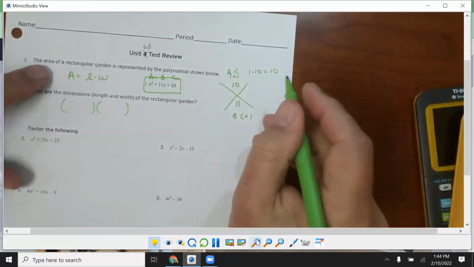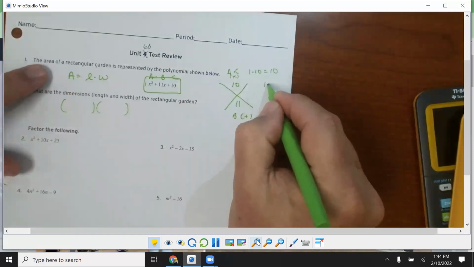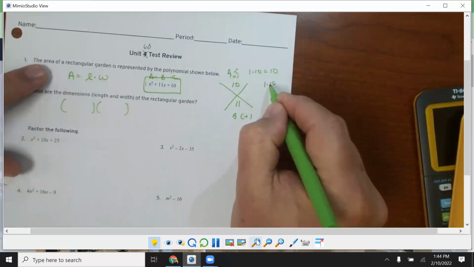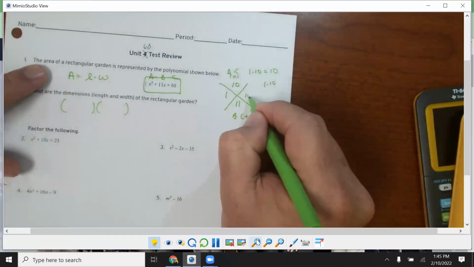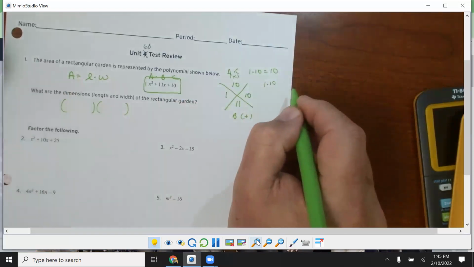So I have to think of these two numbers. So I know that 1 times 10 is 10. If I add those, do I get 11? And yeah, the answer is yes. So put 1 and 10 there. And it doesn't matter which one goes where, 1 and 10.